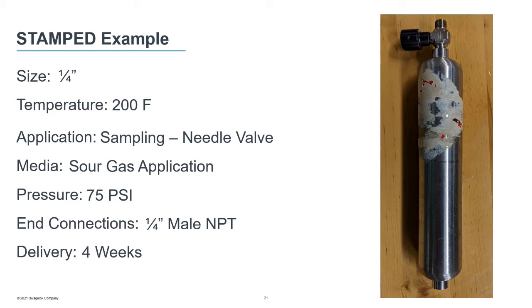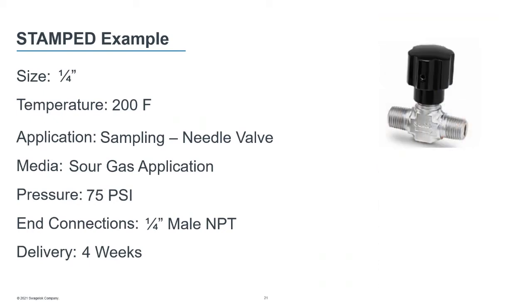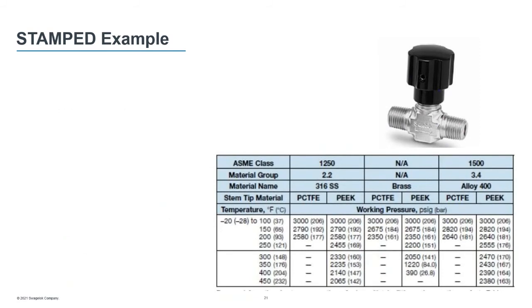And based on all this information, we're going to select this valve here. And moving on, if you look at this table, circled in green, you'll see that the temperature of 200 degrees Fahrenheit allows for enough pressure rating at that required range.